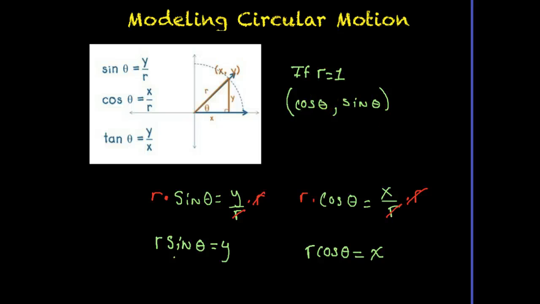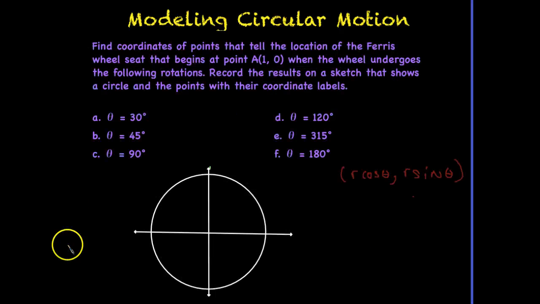Let's try a few of these examples together. In this example, we want to find the coordinates of a point that tell the location of the Ferris wheel seat that begins at point A, which is at (1, 0). (1, 0) then is right here, meaning that our radius, the distance from the center to the circumference, is 1.